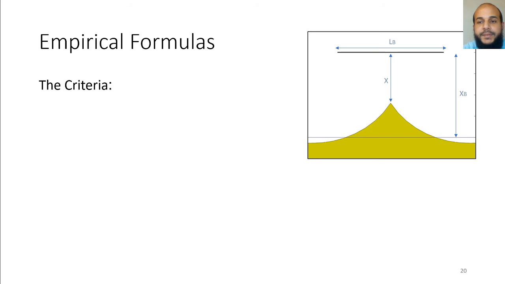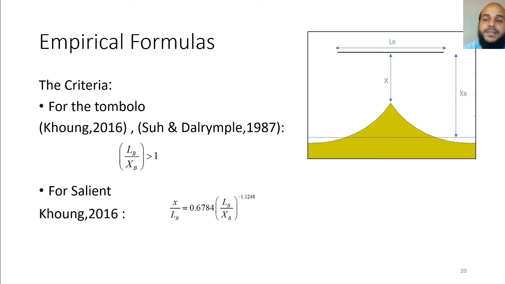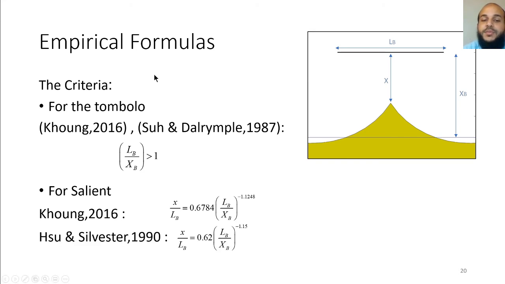So we set our criteria that for the tombolo, based on Kong 2016 and Dean 1987, when the breakwater length is more than the distance to the shoreline, then we expect the response to be tombolo. And if it is less than that, that means we expect salient. And for the salient, we are going to test against two empirical formulations for the salient.